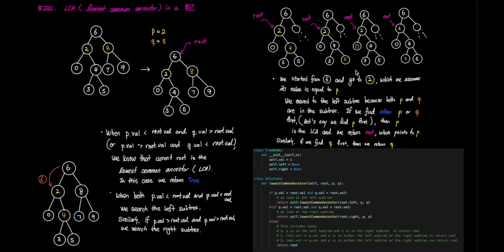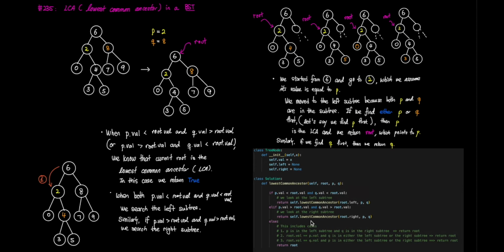Here, same thing. If Q is 5, we don't have to search the right subtree. We just return this root node. Same for this one. Even though this is less than 2, we still return the root, because 2 will be the LCA. Same thing here. So that's the main idea for this problem.